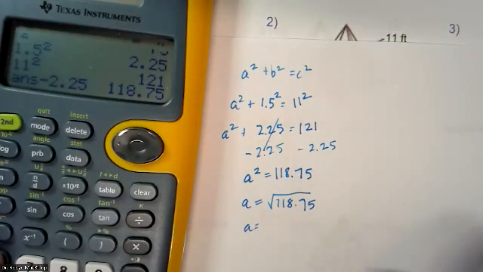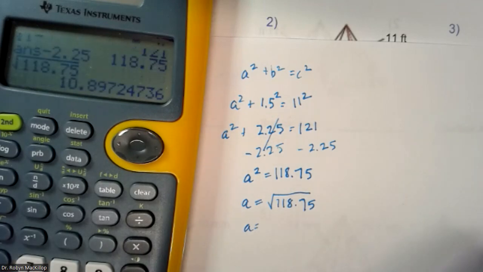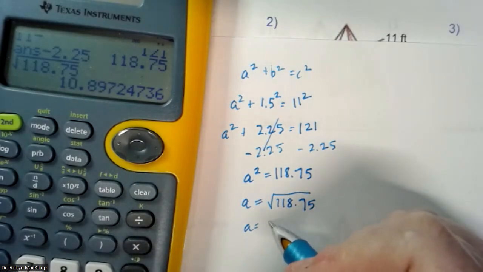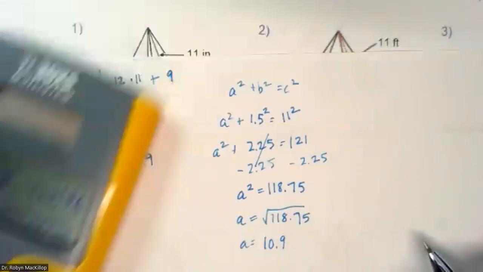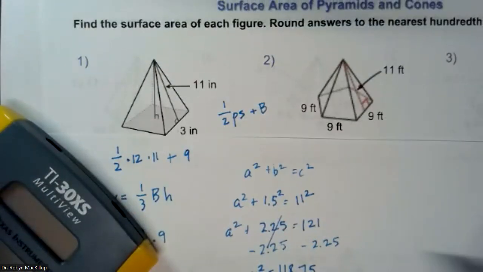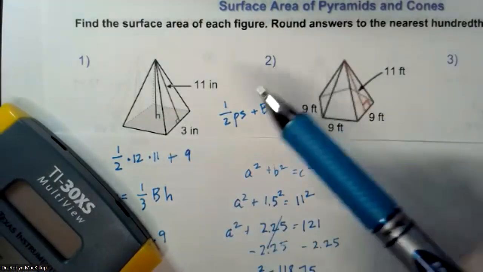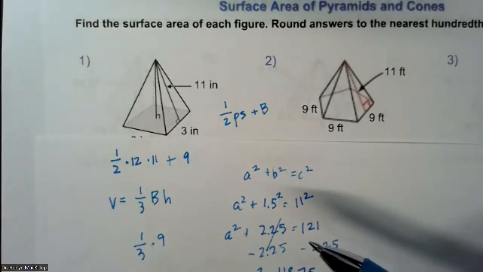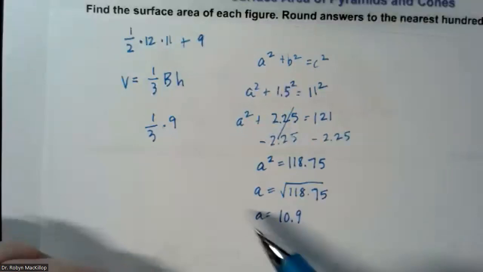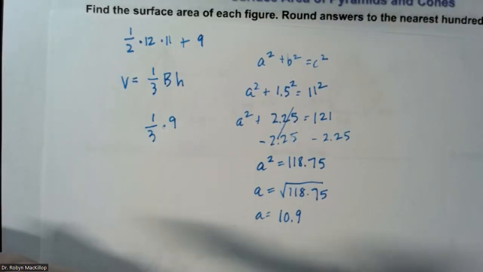Green button, square root, 118.75, enter, is 10.9. That makes far more sense when you look at the measurements. We had 11, 1.5, and 10.9. All right, now we can finish our volume because our height is 10.9.